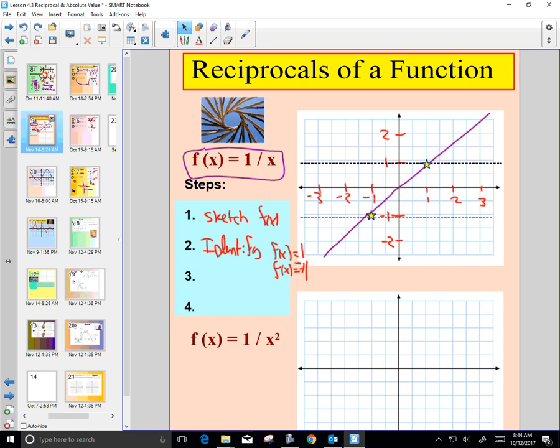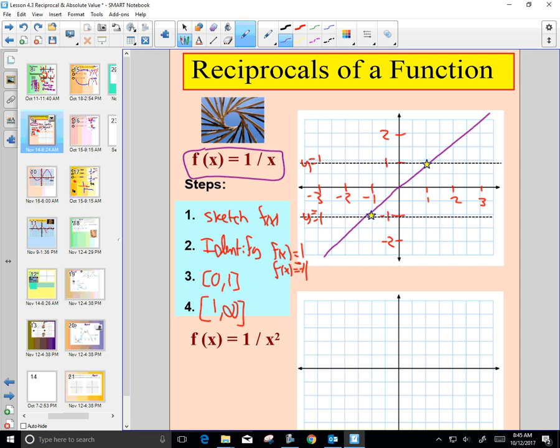How are we doing? Doing all right? So one more time, you sketch it, then draw y equal to 1, y equal to negative 1. Those are flat horizontal lines, and you see where they hit that curve. Now, here's the tricky part. You have 2 zones. You have the 0 to 1 zone and the 1 to infinity zone.